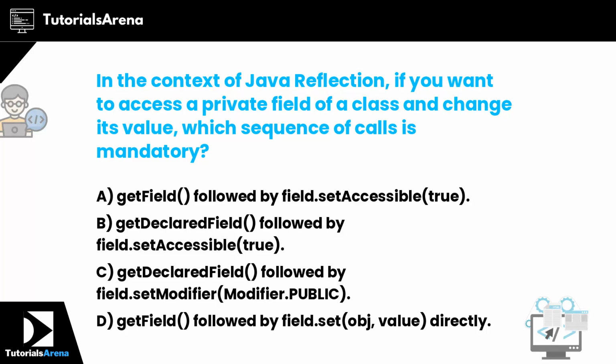In the context of Java reflection, if you want to access a private field of a class and change its value, which sequence of calls is mandatory? Answer is B. getDeclaredField, followed by field.setAccessible(true).